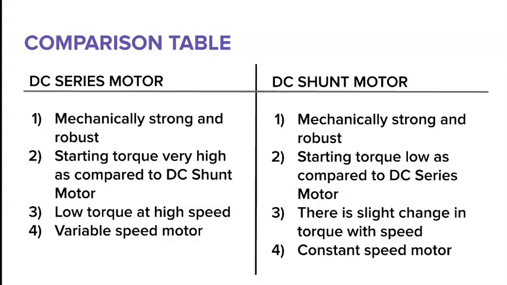Third is DC series motor has low torque at high speed, and in DC shunt motor there is hardly any change in torque. And fourth is DC series motor is a variable speed motor and DC shunt motor is a constant speed motor. So by this time you will be able to suggest which is the most suitable motor, that is the DC series motor.